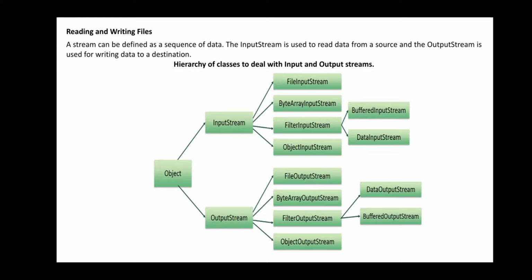A stream can be defined as a sequence of data. The input stream is used to read the data from the source. Source means your keyboard, and the output stream is used for writing data to the destination. Destination means your system, we can say. Source means through the keyboard within a program you are going to write, and destination means displaying the information on the screen. We can call that one a destination. Streaming is a sequence of data where you are going to enter the information through the input stream and accept the values through the output stream.